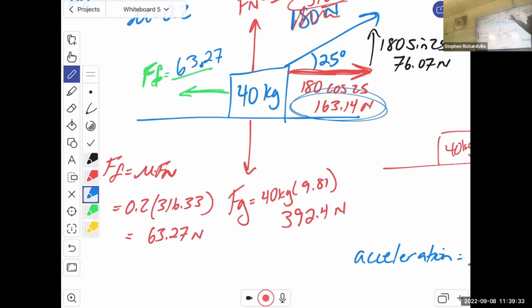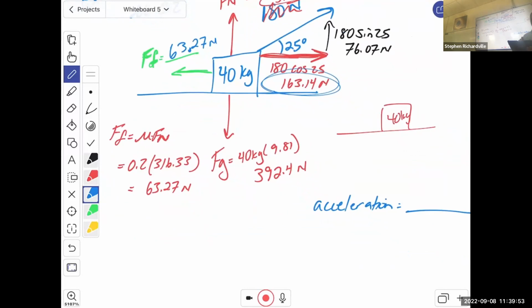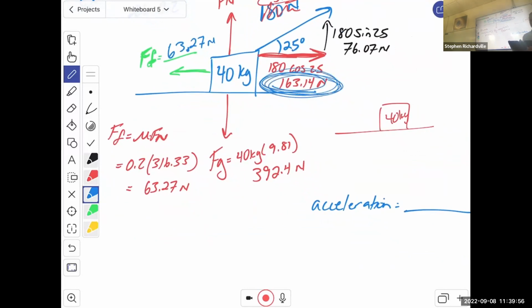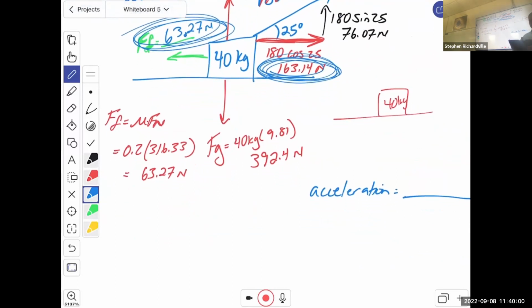We started with 180 newton force at 25 degrees, but only 163 was making it go. I want to do 163 equals ma. But because of mu, there's friction. So how much is that friction force? It's mu times the normal. And now I'm ready to do F equals ma. This is making it go. This is not. That's why I found that. So F net equals ma.